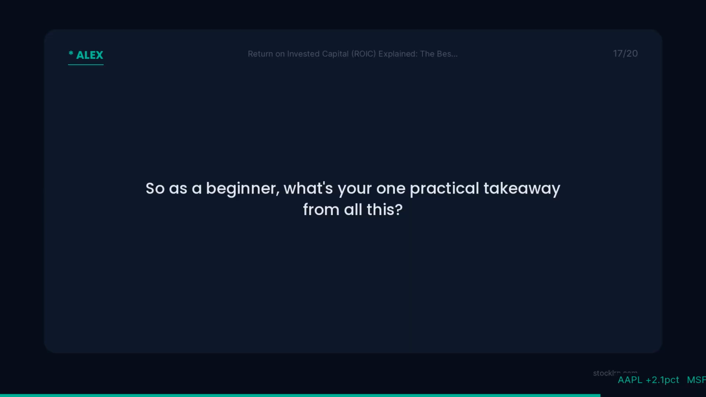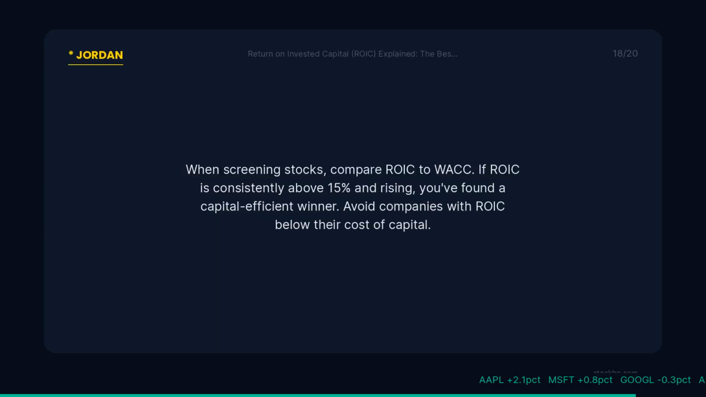So as a beginner, what's your one practical takeaway from all this? When screening stocks, compare ROIC to WACC. If ROIC is consistently above 15% and rising, you've found a capital-efficient winner. Avoid companies with ROIC below their cost of capital.